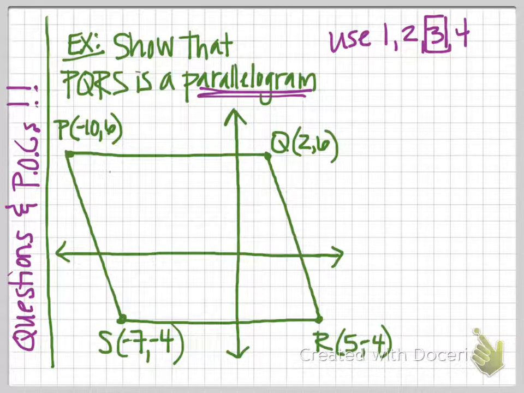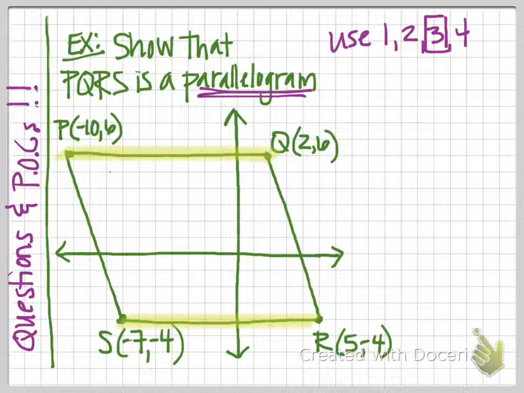So I'm going to choose test 3. For test 3, it says one pair of opposite sides are both parallel and congruent. So these opposite sides I'm going to be looking at are going to be PQ and SR. All right, let's start with the easiest. The easiest would probably be to determine if they are congruent, and I can just count that.